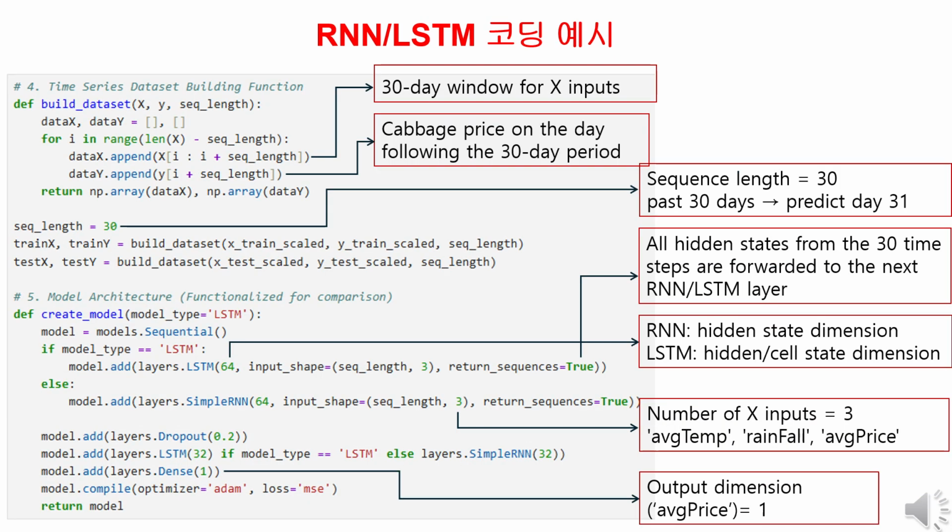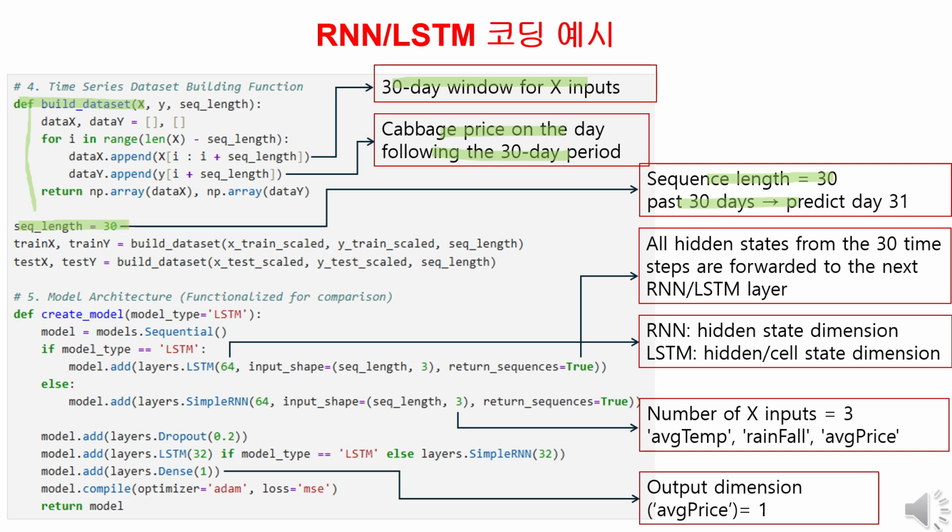In this code, the data are structured using a sliding window approach for time series prediction. The build_dataset function groups 30 consecutive days of data into a single input sample, data X, and uses the cabbage price on the following day, day 31, as the output value, data Y. The sequence length is set to 30.